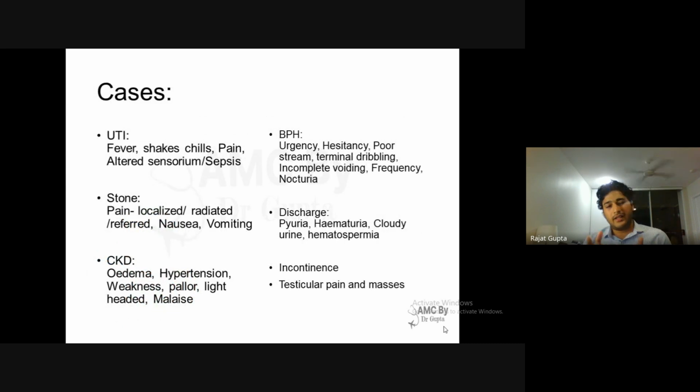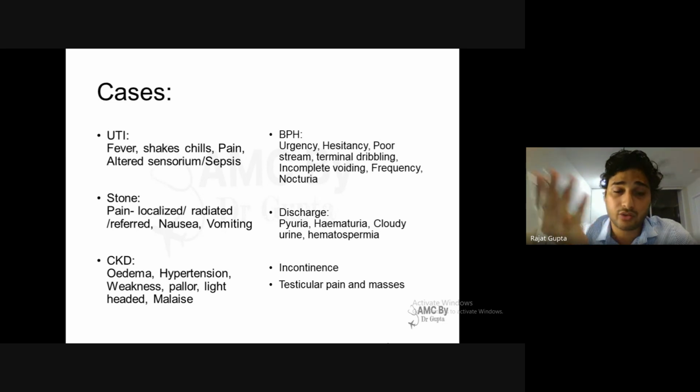In the renal system, there will be multiple cases. Different cases will have different histories. The most common cases are UTI, stone, CKD, BPH, discharges, and incontinence. If any MCQ has symptoms like the patient presented with fever with chills, abdominal pain, lumbar pain, or altered sensorium in old age, sepsis, these cases point towards urinary tract infection. And if there is pain in the lumbar region radiating to the groin with nausea, vomiting, severe and spasmodic pain, that's more towards stone, so renal stones.